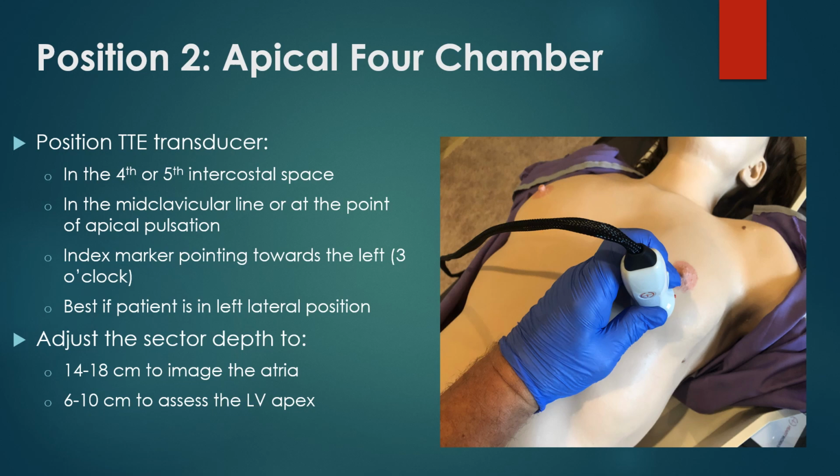But you adjust the sector depth to a little bit less than you did with the subcostal. Instead of 16 to 24, it's 14 to 18. And if you really want to get a good look at the LV apex, it's going to be a little bit more shallow than that.